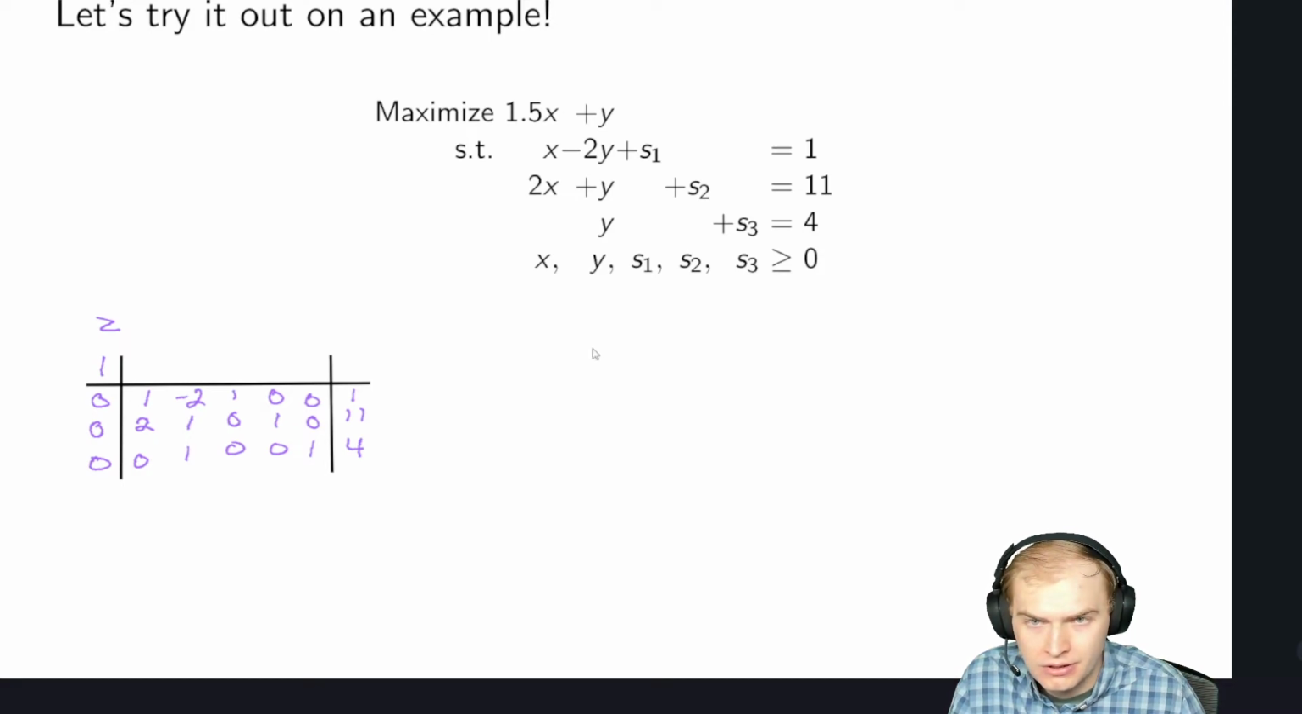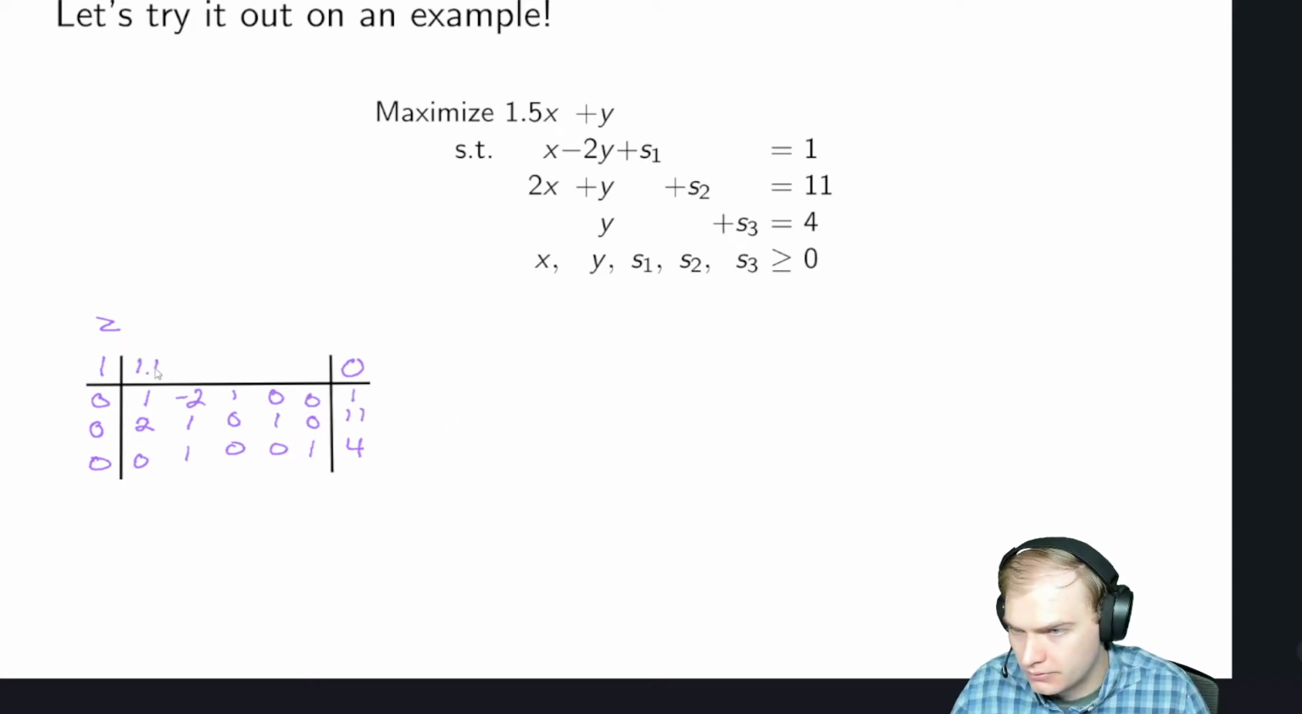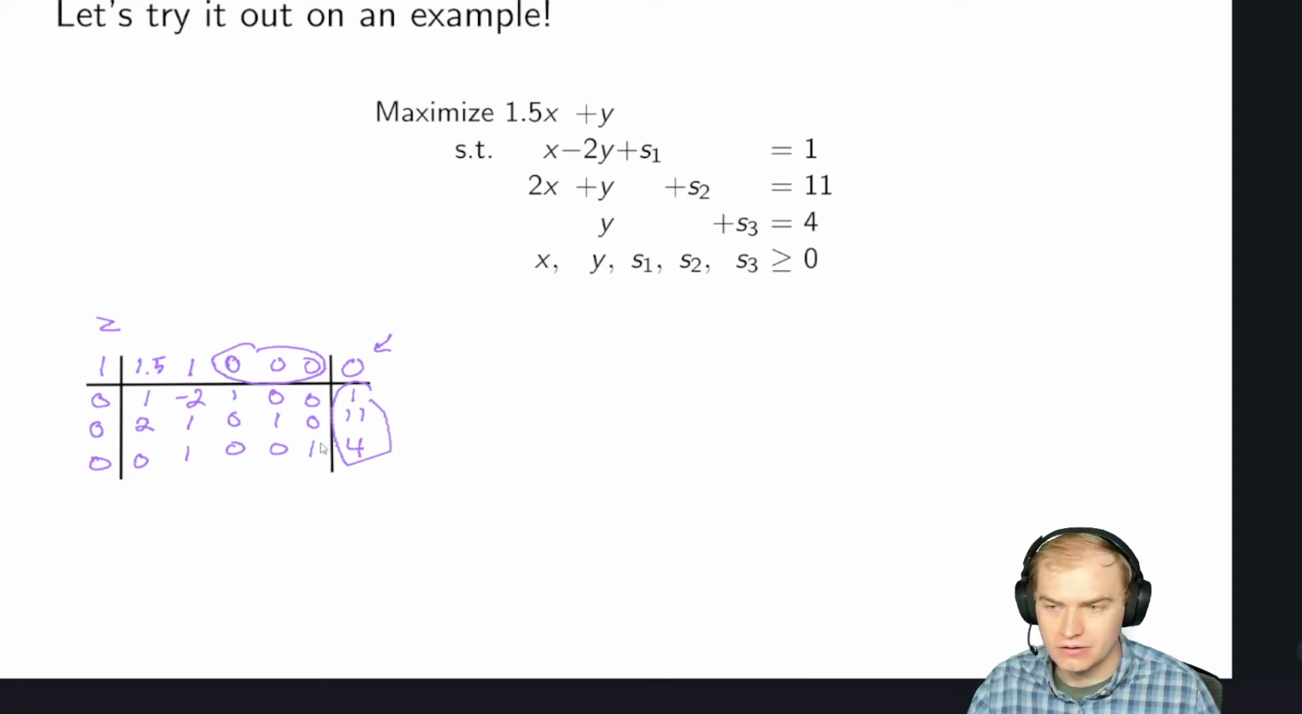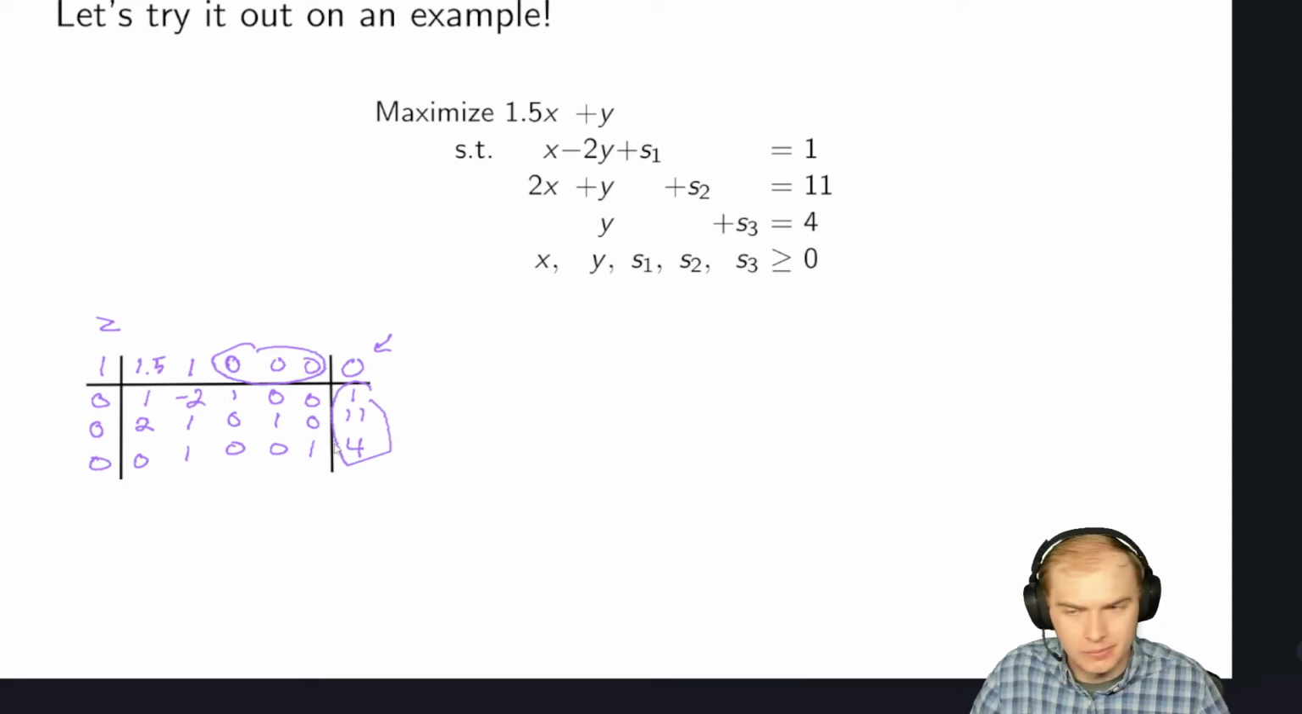If you recall, the basic solution with this canonical form is the origin, which has an objective value of 0. Then we have 1.5, 1, 0, 0, 0. You could also get this right-hand side here by taking the dot product of these two vectors, because our slack variables are the basic variables at this stage.